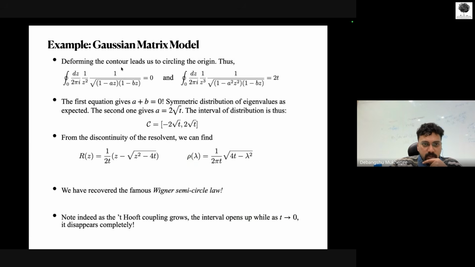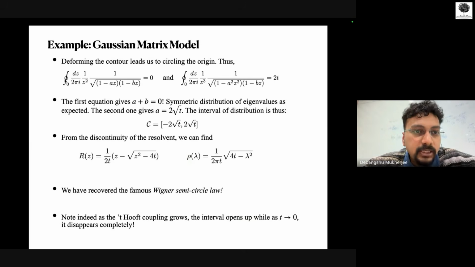Once you do this transformation, at the end you are going to end up with two integrals, integral 1 here and integral 2 here, from which you have to determine your a and b, which is precisely the range over which your eigenvalues lie. The first equation will give you a plus b equal to 0, which is exactly what you expect. You started off with a trace of M squared piece, and you can see very easily why that has to be the case.